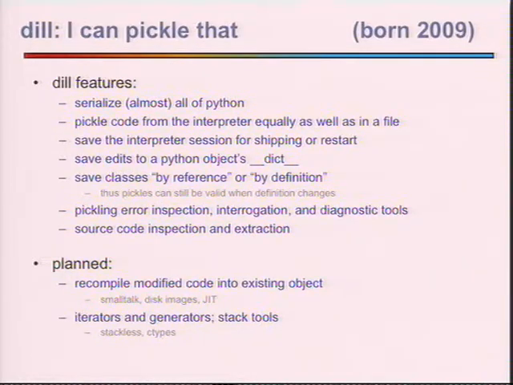There you saw that I changed the class definition, and I was still able to work with the objects. I have interrogation, inspection, diagnostic tools for pickling, and source code introspection and extraction. One of the things I'm moving toward is getting some neat features of Smalltalk, like what would you do with a saved session?